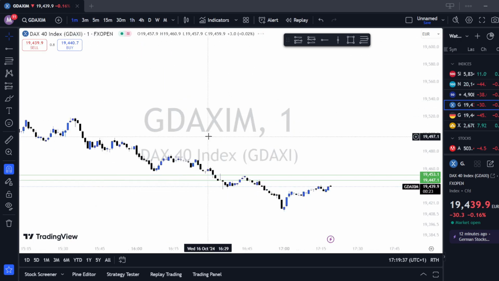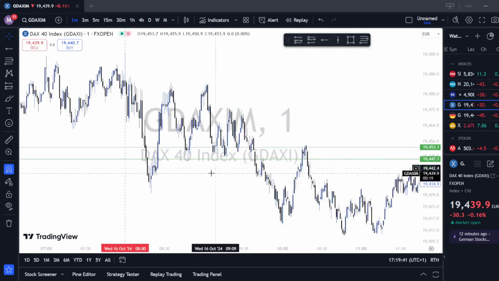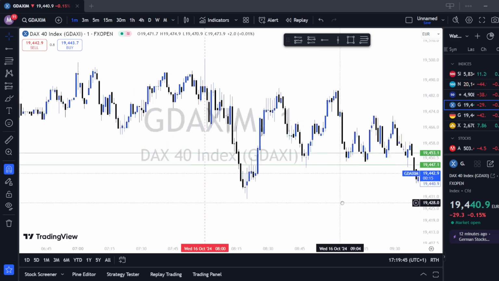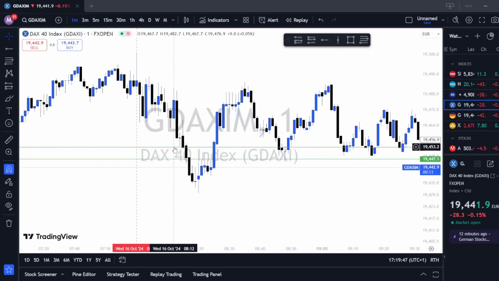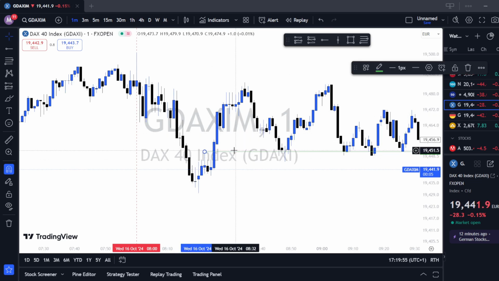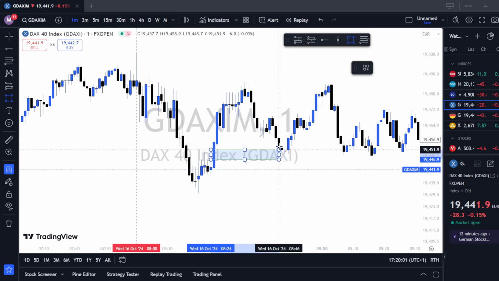So basically when the market opened, the price did sweep out liquidity, and then after the liquidity there was a break of structure which happened here. So there's a break of structure here, and with that break of structure there is a fair value gap that was left over, so I'll mark that out.